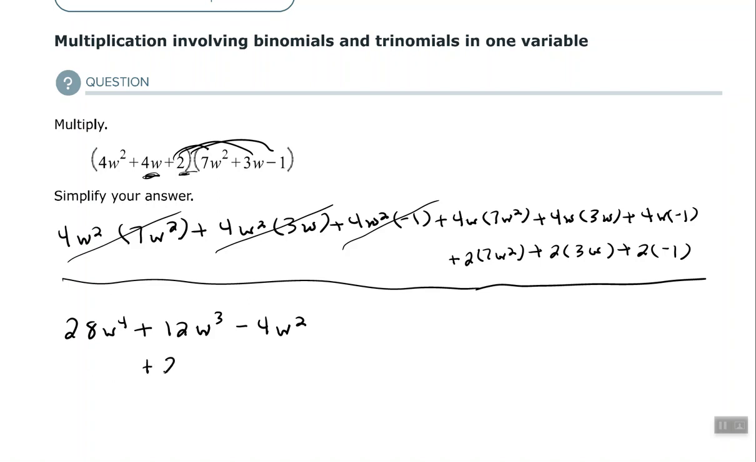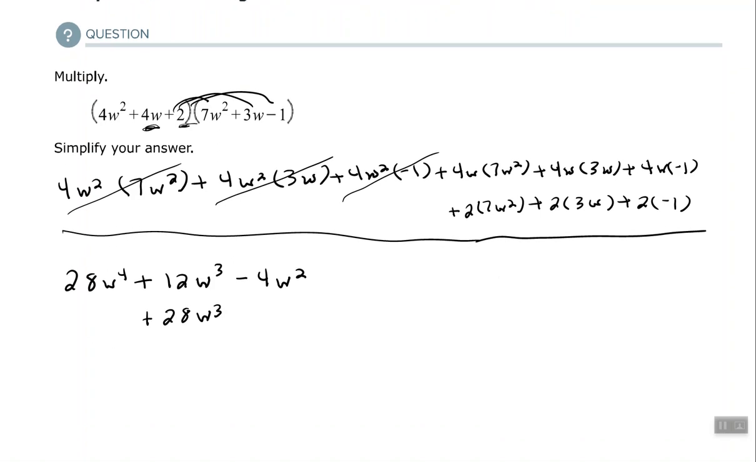So let's write it underneath here to kind of make it look a little bit nicer. So 28w to the 3rd. And then we have 4w times 3w, which is positive 12w squared. And then 4w times negative 1 is just negative 4w. We don't have any like terms for that one, so I'll just write it out to the side there.